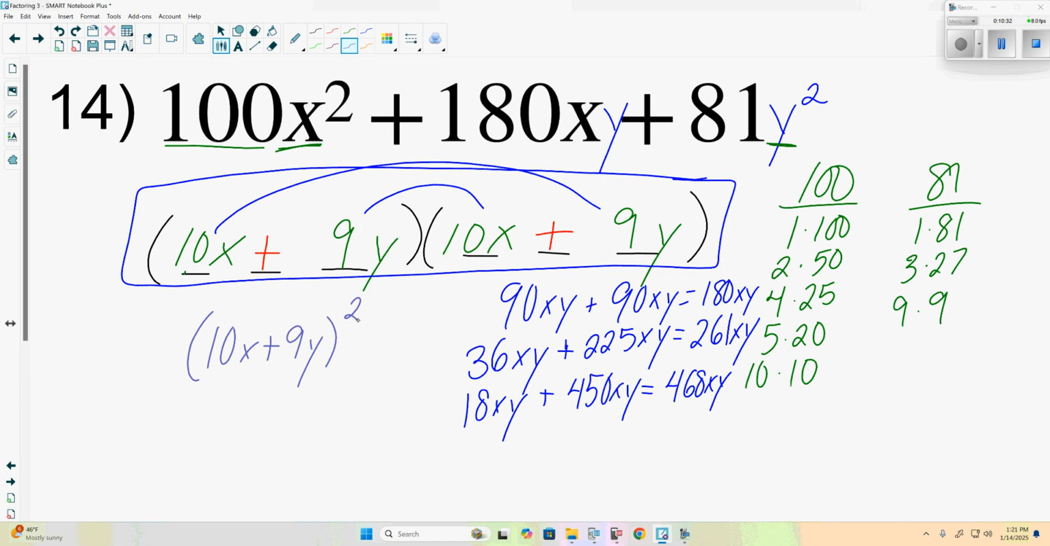10xy. 10x plus 9y times 10x plus 9y are our factors.